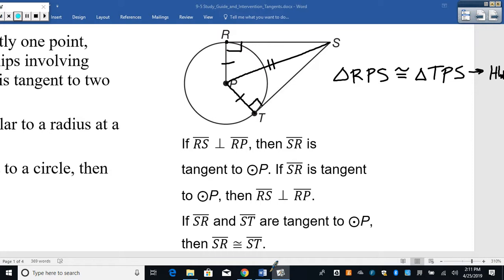Now, because of this relationship, something else is going to happen with these tangent lines. I'm going to put down therefore, that's what those three dots mean. Therefore, I would then know what about segments RS and ST? Well, if you guessed it, they are congruent, which is correct. Why? And again, we're reviewing this. CPCTC. Those corresponding parts of congruent triangles are congruent.